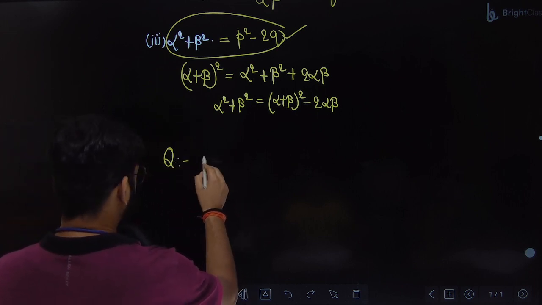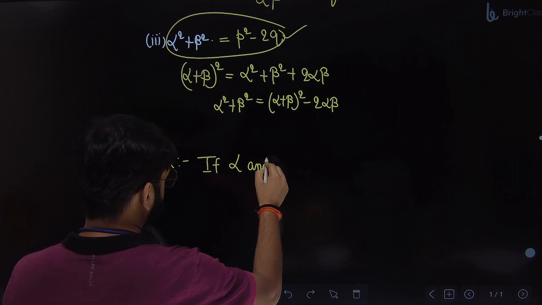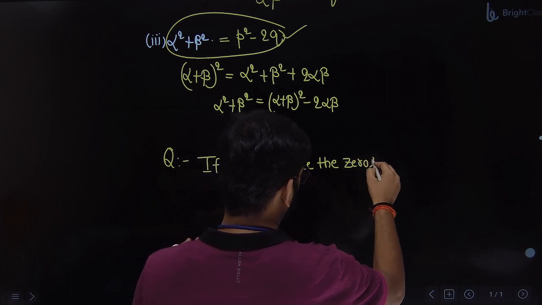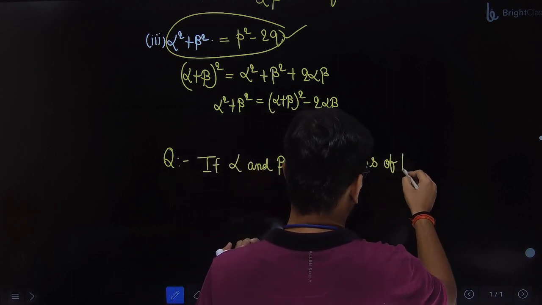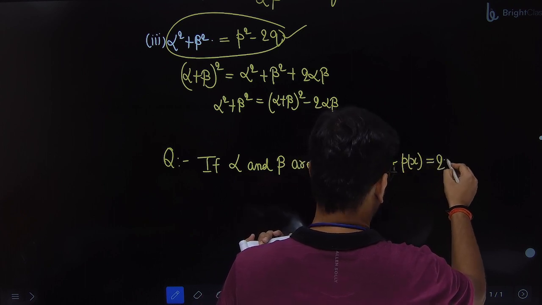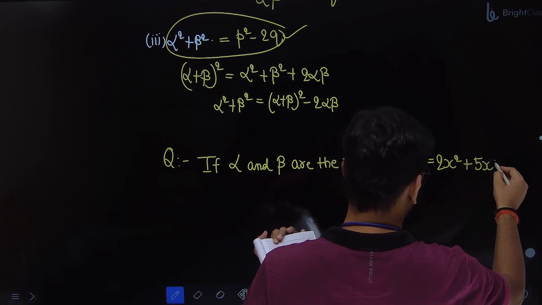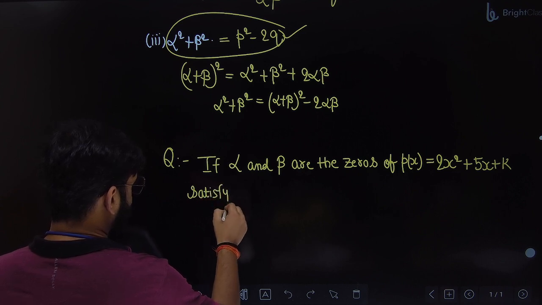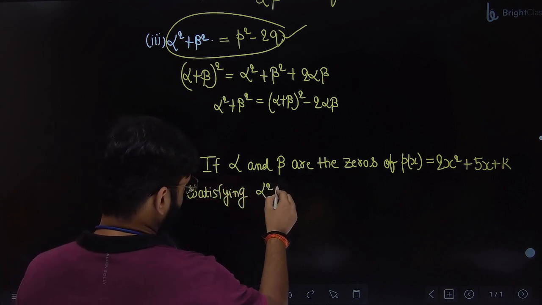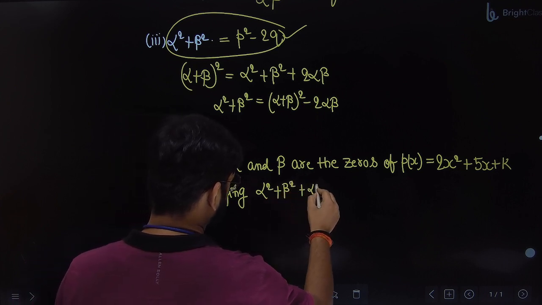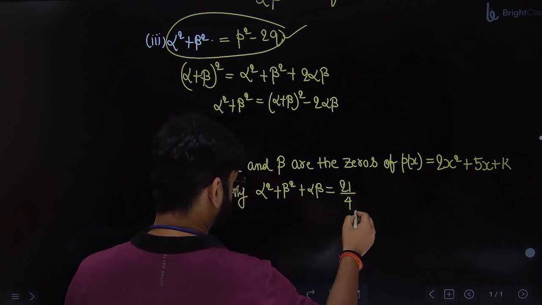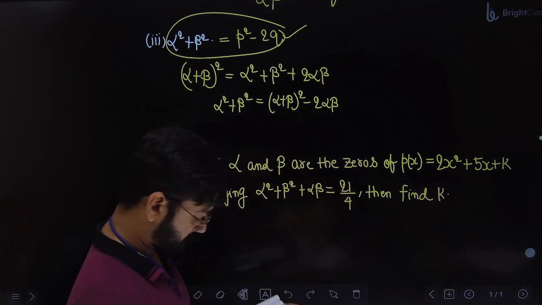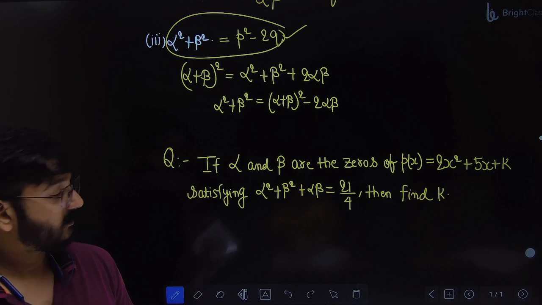The next problem. If alpha and beta are the zeros of p of x equal to 2x square plus 5x plus k, satisfying alpha square plus beta square plus alpha beta equal to 21 by 4, then find k. Find k.